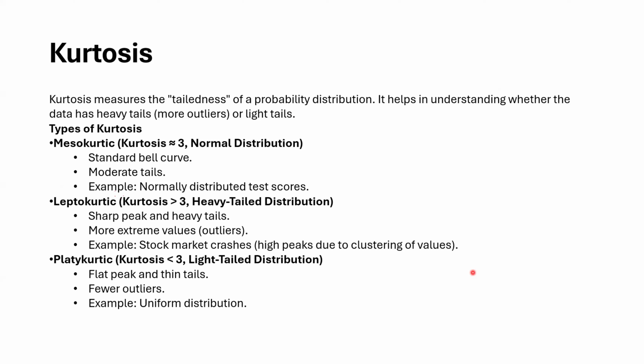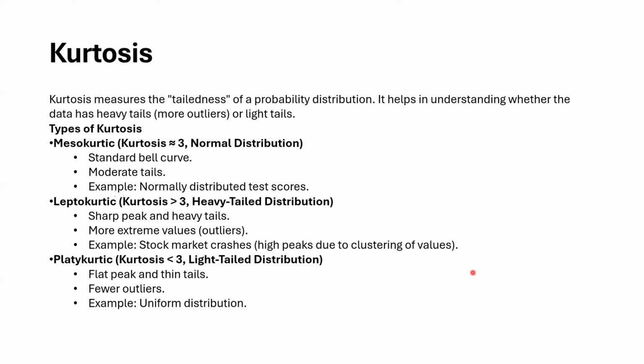If the kurtosis is almost equal to 3, it is basically a normal distribution, that is a symmetric distribution. It will look like a standard bell curve with moderate tails. An example is normally distributed test scores.